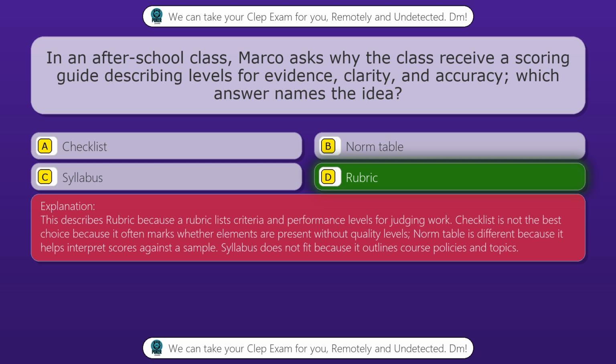This describes rubric because a rubric lists criteria and performance levels for judging work. Checklist is not the best choice because it often marks whether elements are present without quality levels. Norm table is different because it helps interpret scores against a sample. Syllabus does not fit because it outlines course policies and topics.